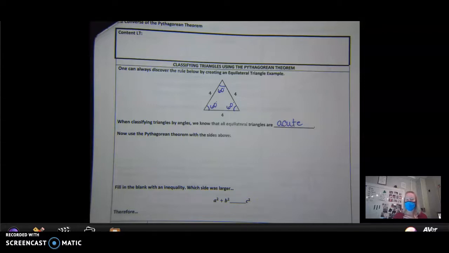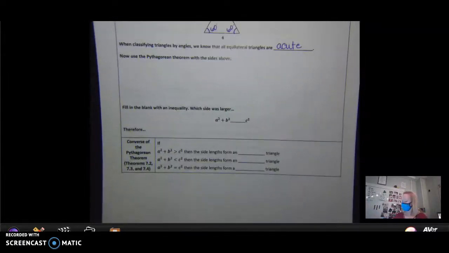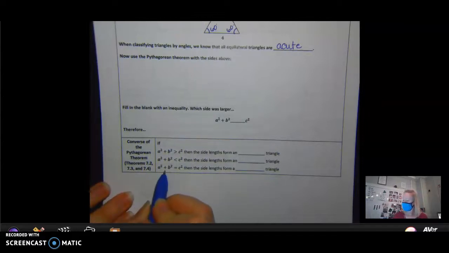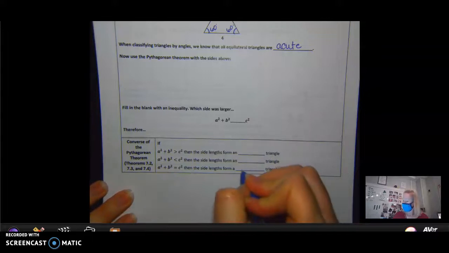So what we're going to do is actually use the Pythagorean theorem to decide whether a triangle is acute, right, or obtuse. First, a right triangle in Pythagorean theorem world. What's true about a right triangle in the Pythagorean theorem world? Correct. So come down here. If a squared plus b squared equals c squared, then the side lengths form a right triangle.